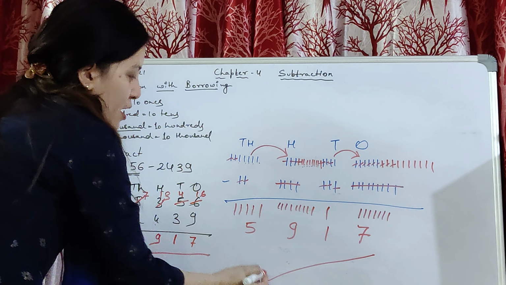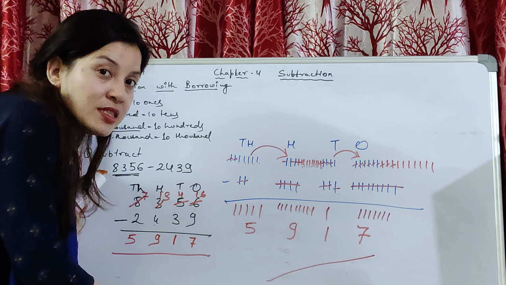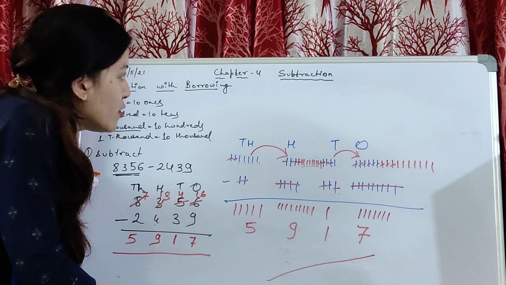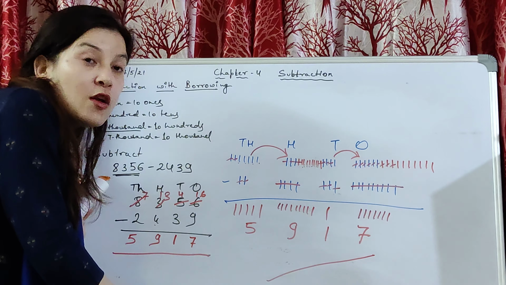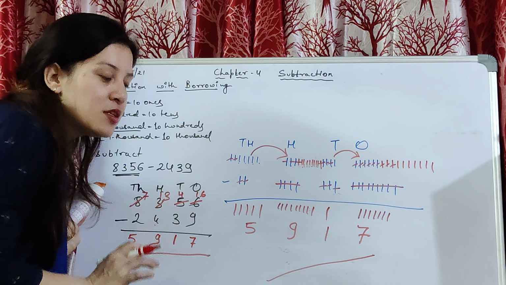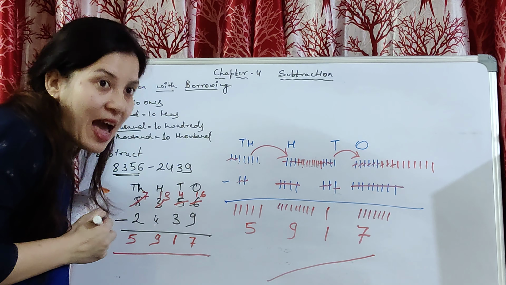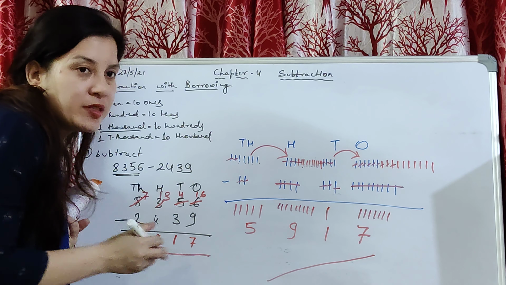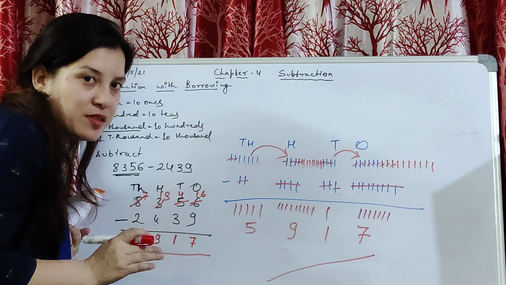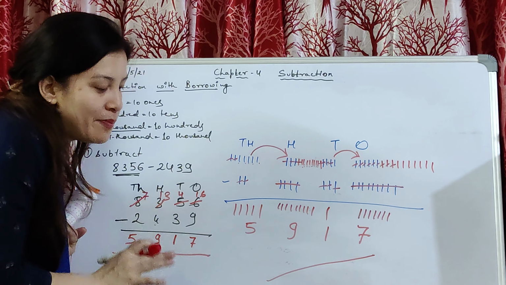Both the answers are same, but the way of doing is different. Okay, and both the ways use the method of borrowing. Okay, so this is how you are supposed to subtract the 4-digit number or 5-digit number. For both of them you will be using the same way.